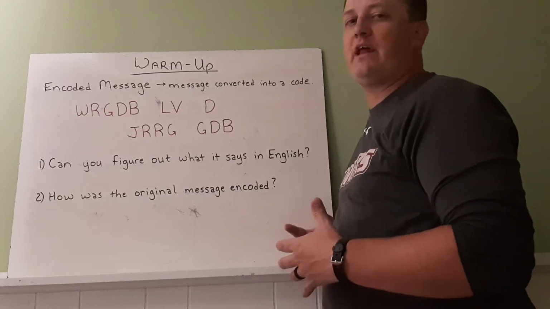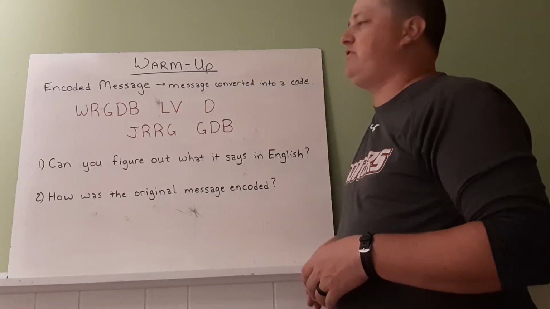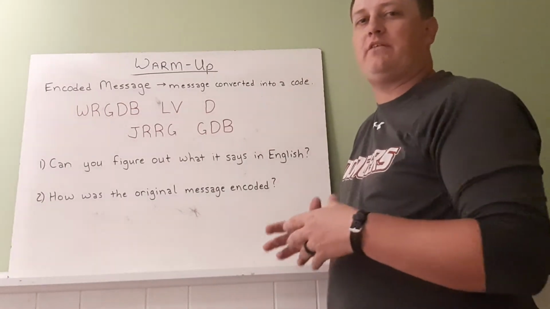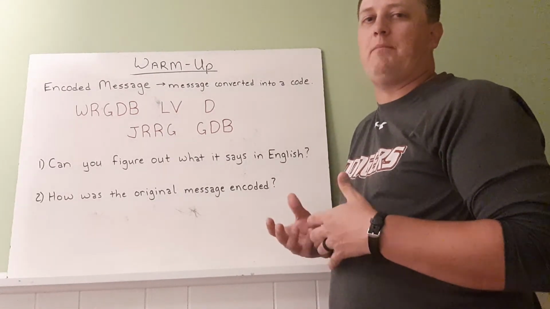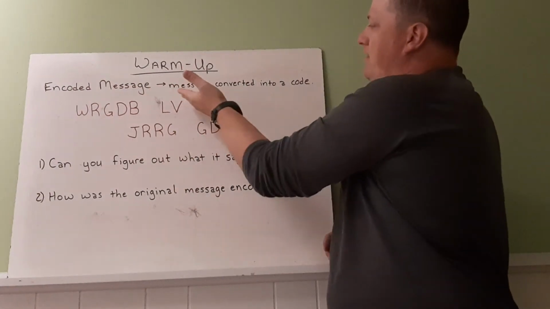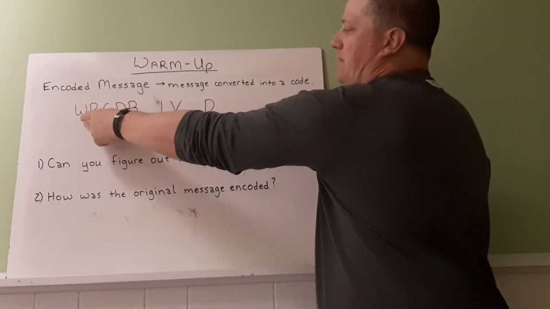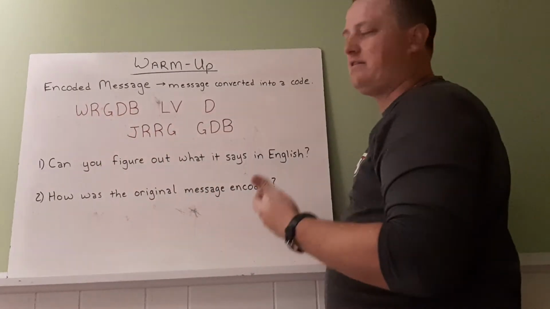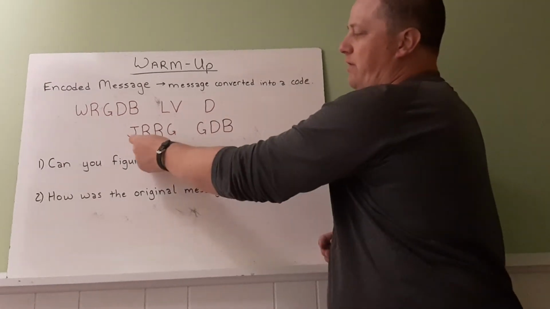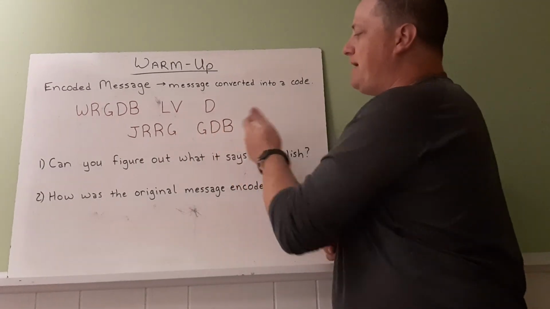All right, to understand this a little bit better, we're going to look at coding or encoding messages, just like they would have done in wars to get a message from one place to another without the enemy figuring out what it means. So here we have an encoded message, which is a message converted into a code. The first word is WRGDB, second word LV, third word D, fourth word JRRG, and fifth word GDB.